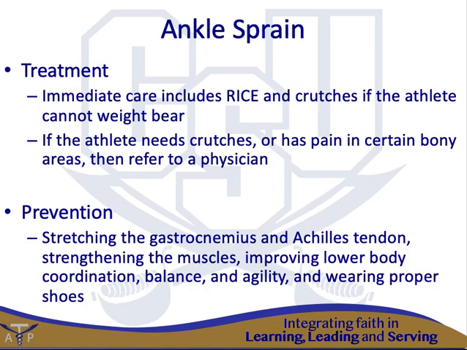So for treatment for an ankle sprain, immediate care includes RICE. If they do have a severe limp or ambulatory problems, we can fit them for crutches, especially if they cannot bear weight on that area. If the athlete needs crutches or has pain in certain bony areas that you're concerned with, we can refer them to a physician for further evaluation, because it may not just be an ankle sprain, it may be a fracture or some sort of other injury that we cannot see from the outside.